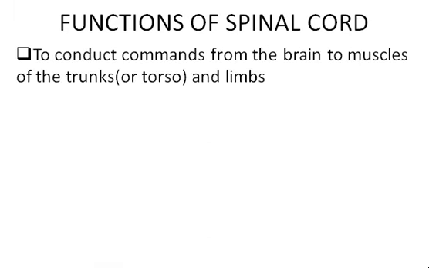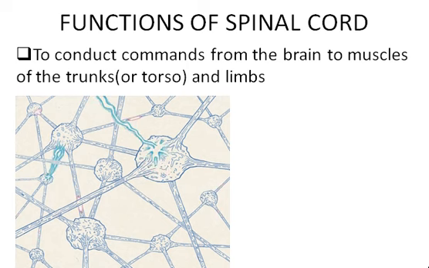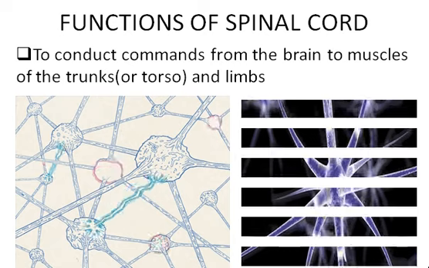Last function of the spinal cord is that it conducts commands from the brain to the muscles of the trunk or torso and the limbs. This is a process which can clearly show how the commands are transferred.